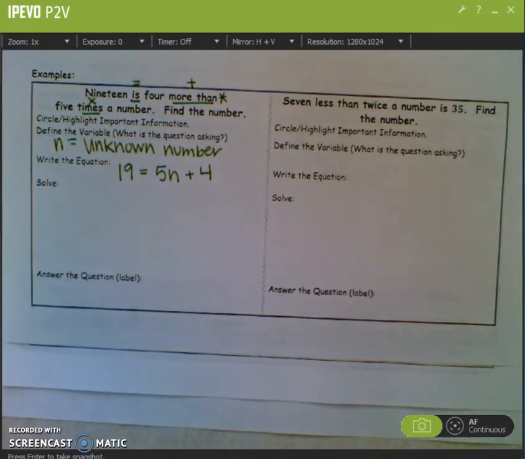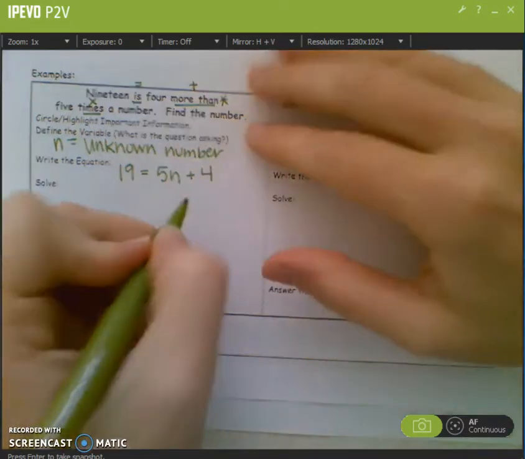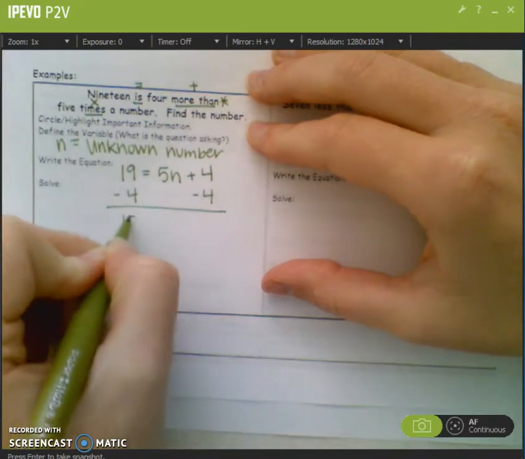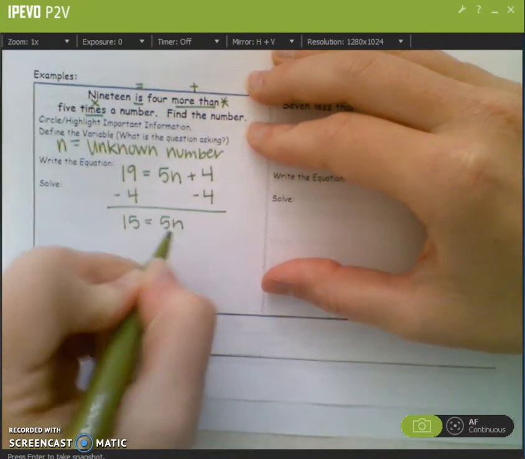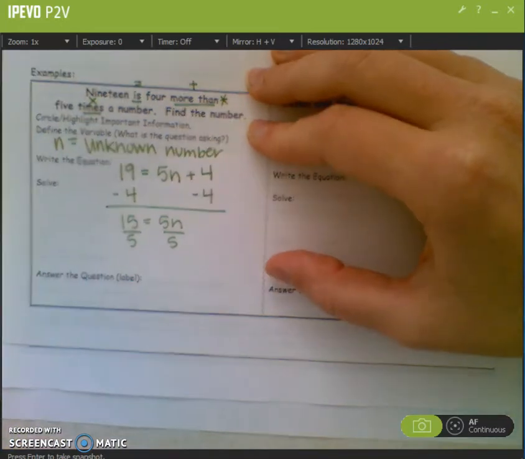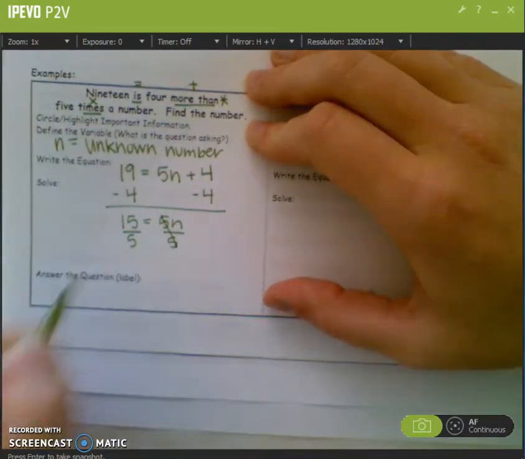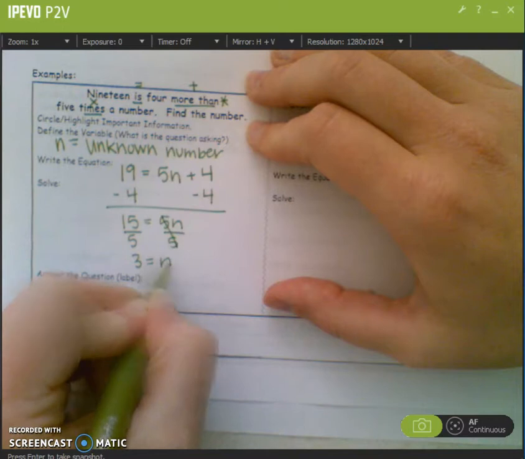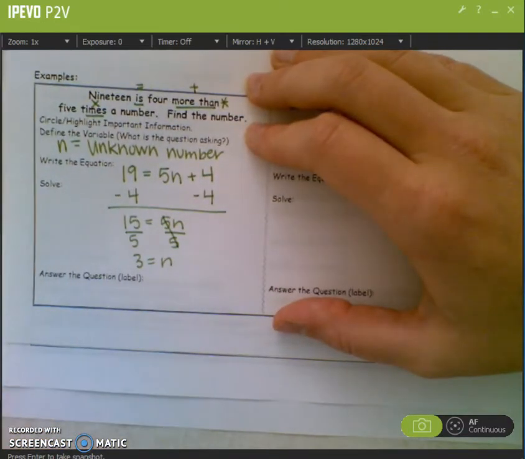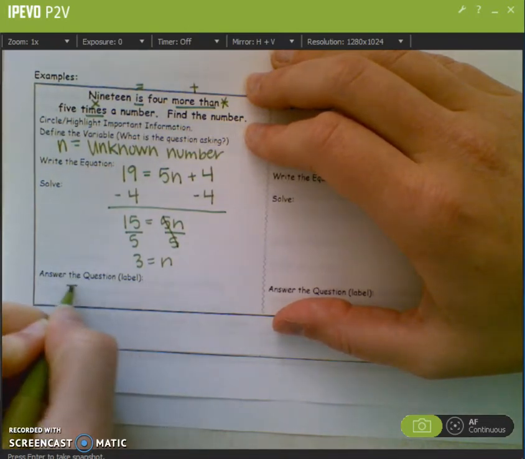So then to solve it, we're going to use inverse operations. I'm going to subtract 4 from both sides, and I get 15 equals 5n. Then I'm going to use the inverse of multiplication to divide both sides by 5. My 5's cancel, and I get 3 equals n. So when I answer my question with a label, this one doesn't really get a label, so I'm just going to write a sentence to answer it.